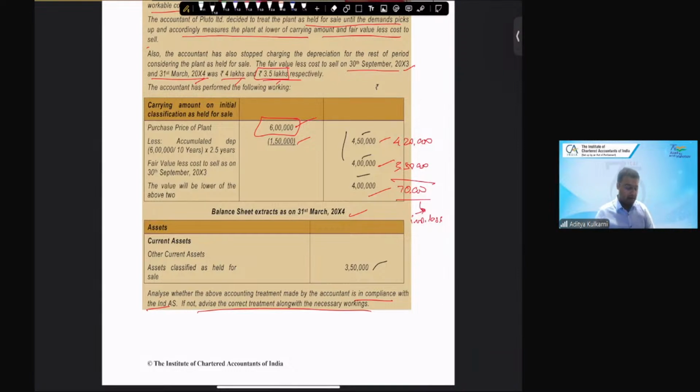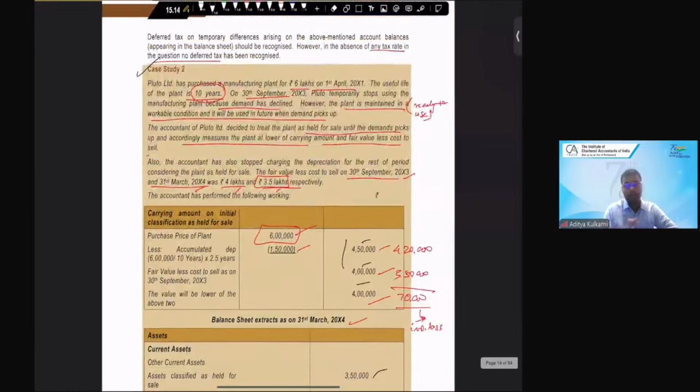Analyze whether the above accounting treatment is in compliance with the Ind AS. If not, advise the correct treatment along with the necessary workings. Okay. So what all are you going to do? You first tell me आप क्या क्या कर सकते हो इस क्वेश्चन में.